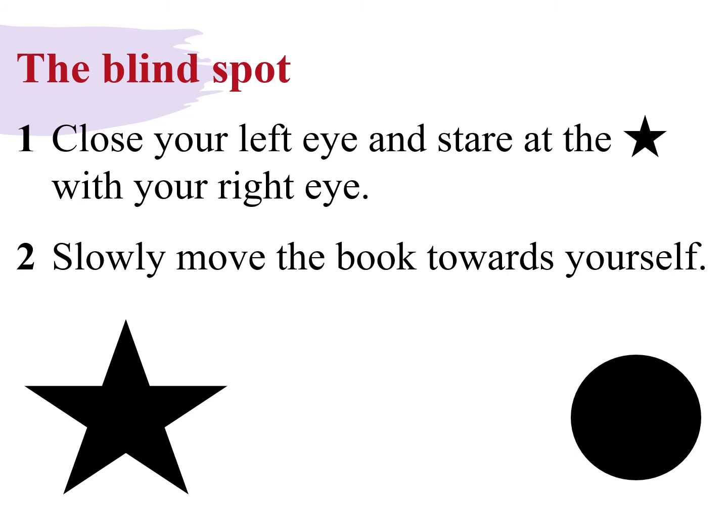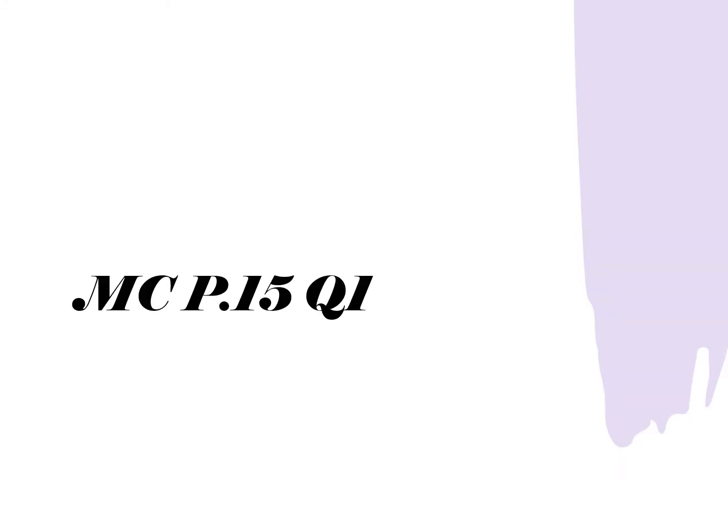After that, slowly move yourself towards the screen, and at a certain distance, at a certain point, you will find that the black circle on the right disappeared. And this is the time when the light from the black circle falls onto your blind spot. You just cannot detect it, so it seems disappeared. But if you move closer to the screen again, or you move further away from the screen, you can see it back because the light no longer falls on the blind spot. Please go to your textbook, page 15, to do MCQ question 1.